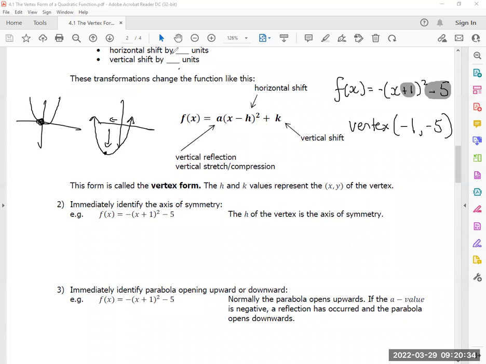Let's move on. Number 2, if you know where the vertex is, you also know where the axis of symmetry is. Take a look at h. Just from that, the h of the vertex is the axis of symmetry. Therefore, axis of symmetry, x will be equal to -1 right away. No calculations, you just know it's -1 because the vertex is at -1.